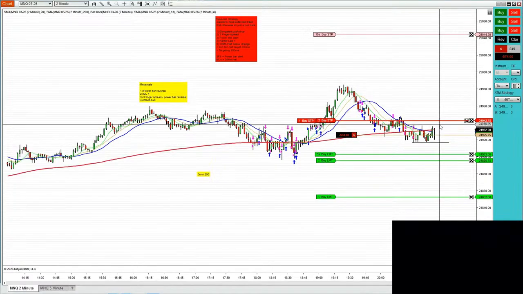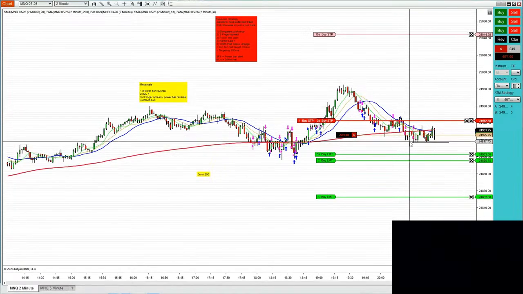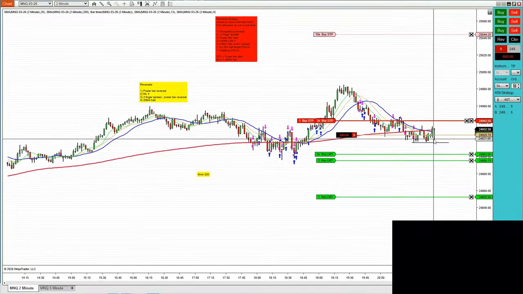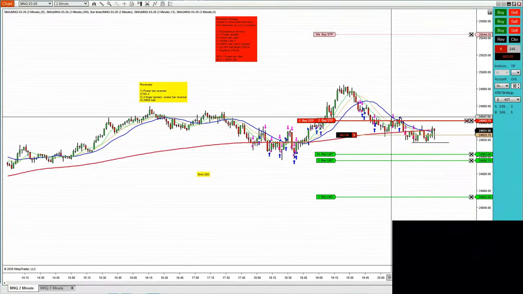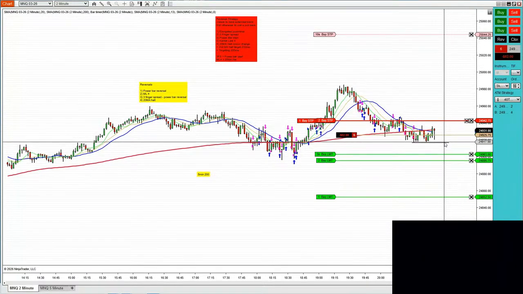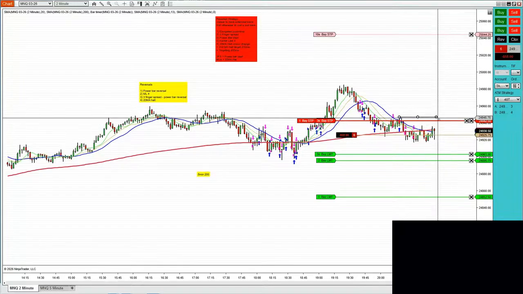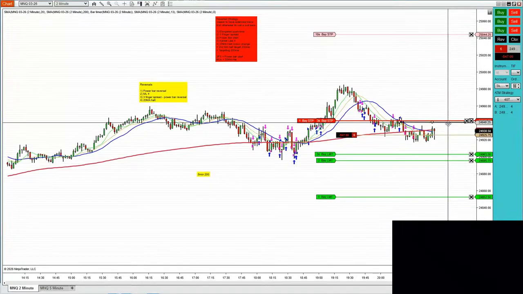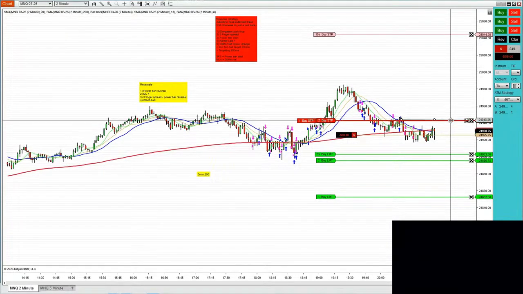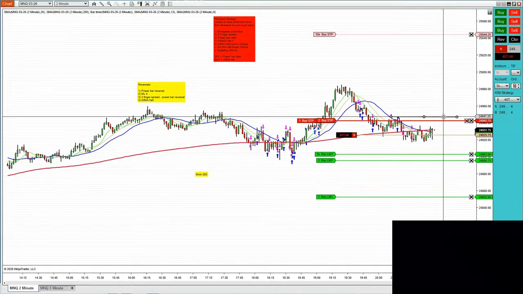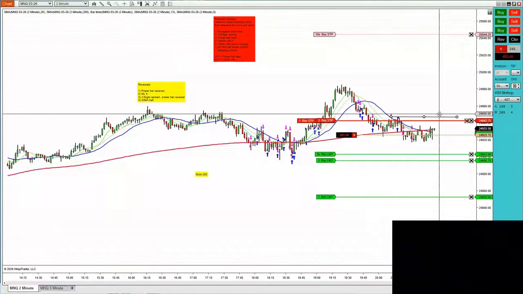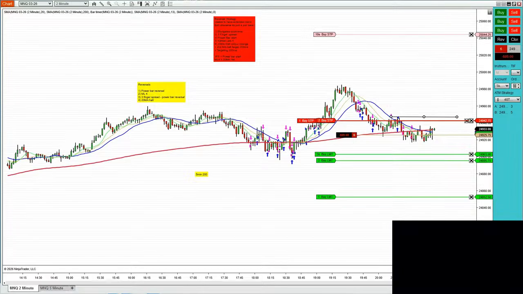So if we do get a strong green candle that closes, I'd probably say about this area, over all that, even over this, then we probably want to be looking at going long again. I just want to give my stop loss a little bit of room to breathe.